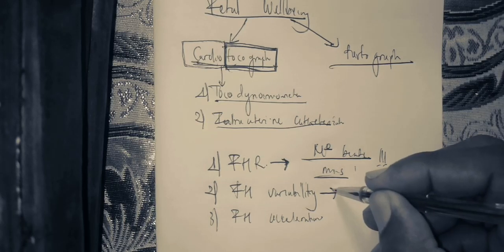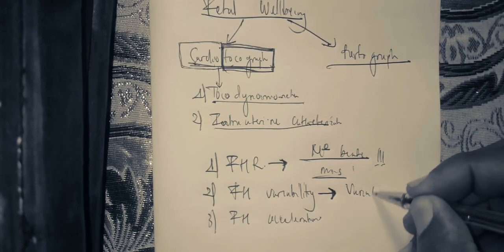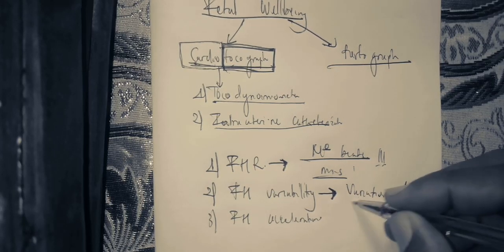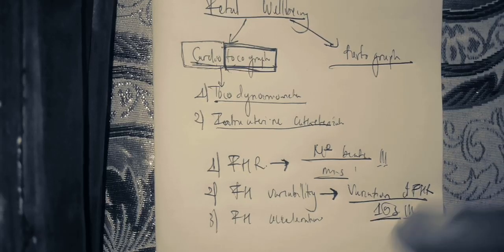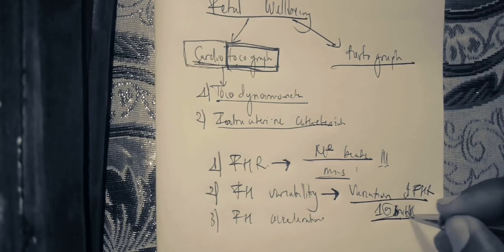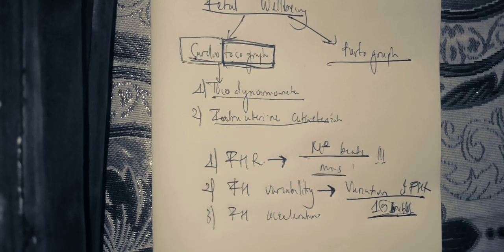When you have fetal variability, it is the variation of the fetal heart rate every 15 seconds. Is it clear? It is the variation of the fetal heart rate every 15 seconds. Every time you have a variation of the fetal heart rate, it's called the fetal variability.